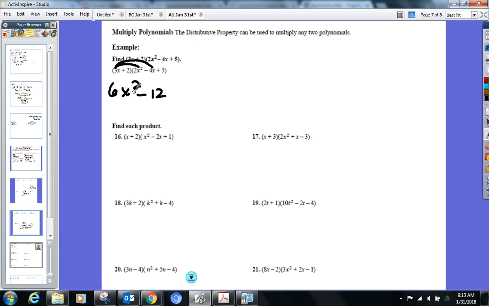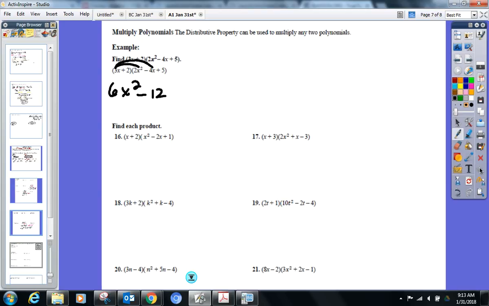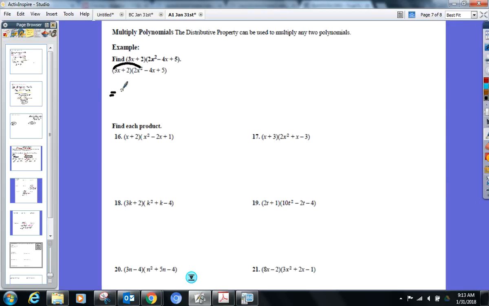Hold on here. Let's back up. Let's just refresh. Everyone refresh. Ready? 3x times 2x squared. 6x to the third. Everyone see why it's to the third? I add my exponents. All right, let's take our time. 3x times negative 4x. 3x times 5. Is everyone seeing the attention to detail here? Taking your time, because you could miss something we just did there at the beginning.